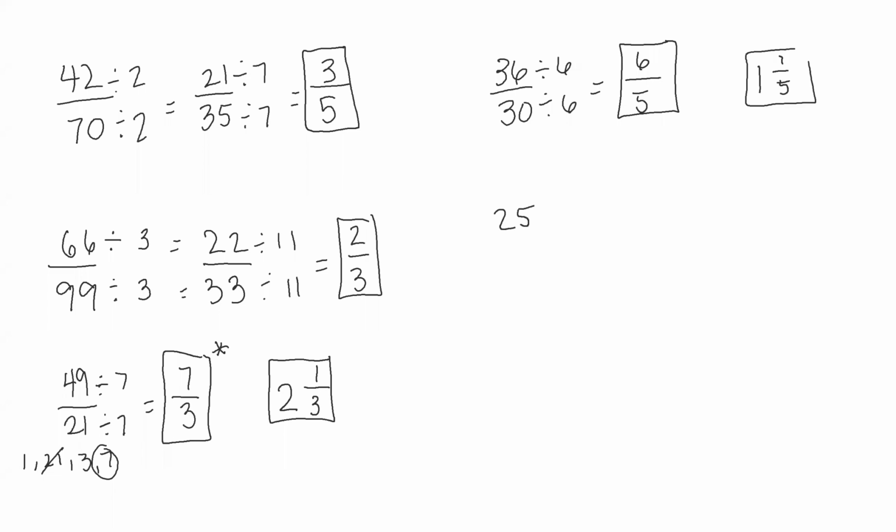25/10. All right. So we look at 25 and 10. What do they have in common? They both end in 0 or 5. So that means they're divisible by 5. 25 divided by 5 is 5. 10 divided by 5 is 2. So there we have it. Or if you really want the mixed number, 2 will go into 5 2 whole times with 1 left over.